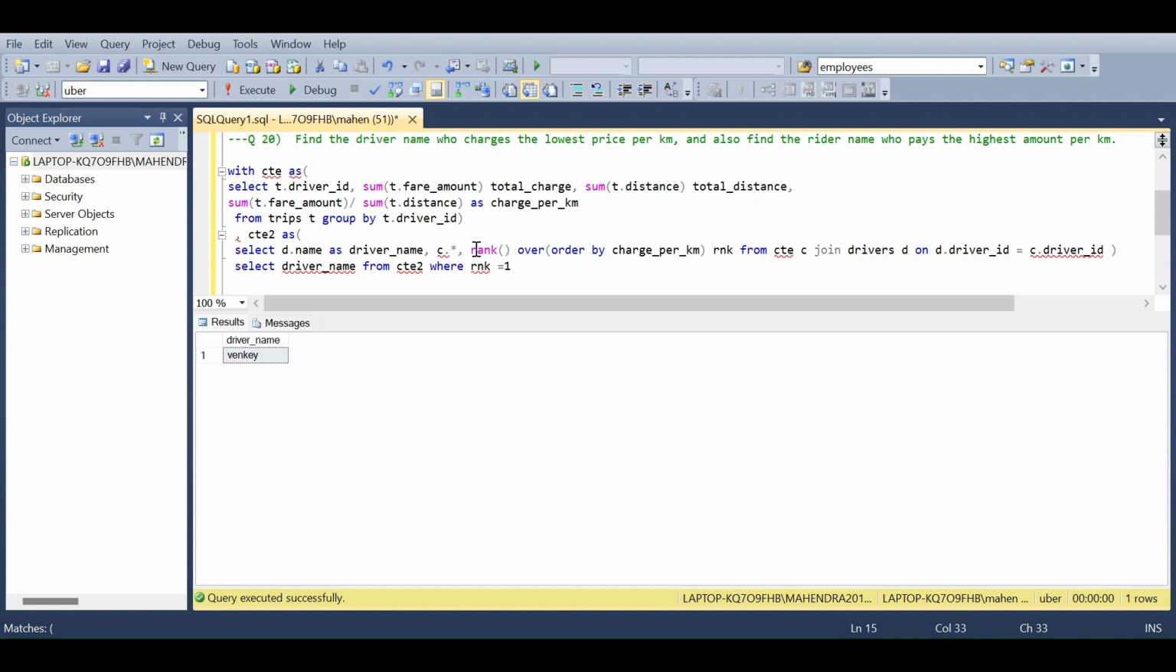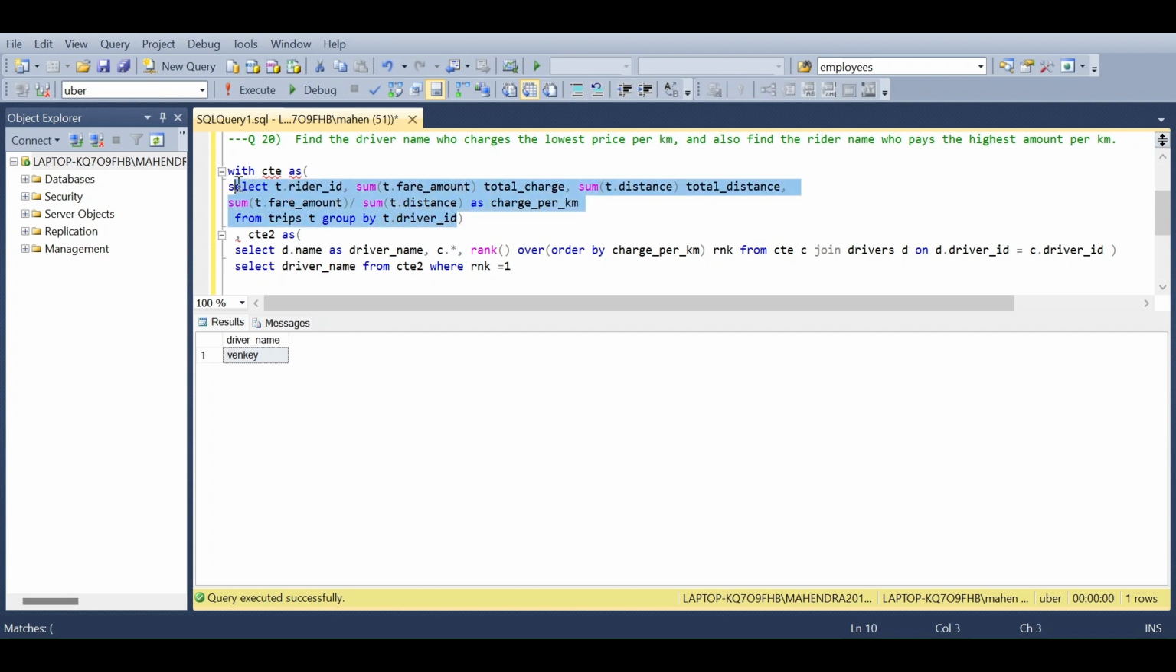Okay, now we will find a rider name who pays the highest amount per kilometer. Similarly, in place of driver id we will put rider id, right? If I put rider id, the same thing, we are going to find the total amount that he is paying. For each rider we need to find the total amount and total distance traveled, and also we need to divide this total amount by the total distance traveled by each rider, then we will get the amount that a rider is paying per each kilometer, right?